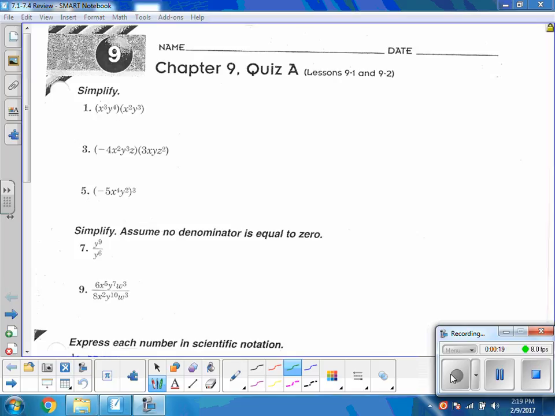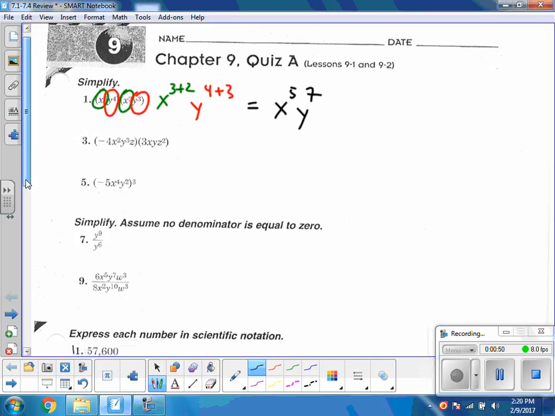I see that these are being multiplied together, so I have the product rule coming around. And after I drop my eraser, I'm going to see x to the third times x to the second, and according to my product rule, I get to add the exponents. I see y to the fourth and y to the third. According to my product rule, I get to add the exponents. So this should simplify out to x to the fifth and y to the seventh. And that is simplified. I do not have any negative exponents.